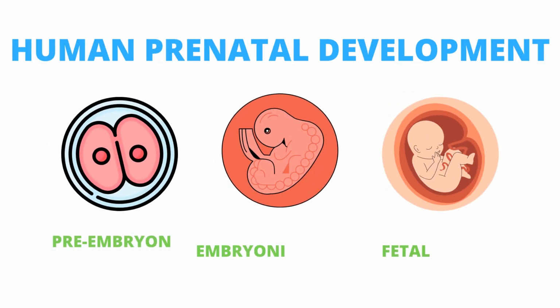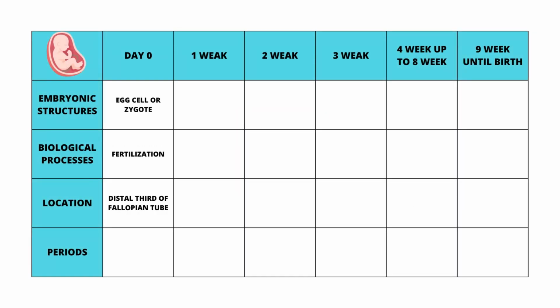Embryology divides human prenatal development into three periods: a pre-embryonic period, an embryonic period and a fetal period. This is a very good table that summarizes prenatal development in a simple way. It all starts at day 0 with fertilization, where this new individual called the egg cell or zygote is formed. This cell is the product of the union of a spermatozoon with a type II oocyte and occurs in the distal third of the fallopian tube.